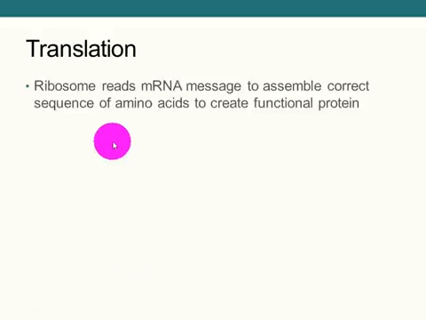So translation is a big one. We're going to be using all 3 types of RNA: mRNA, rRNA, and tRNA, to ultimately create a protein or a polypeptide chain.